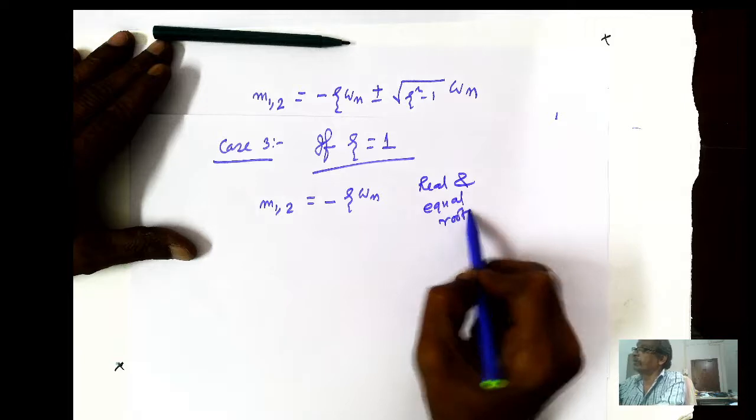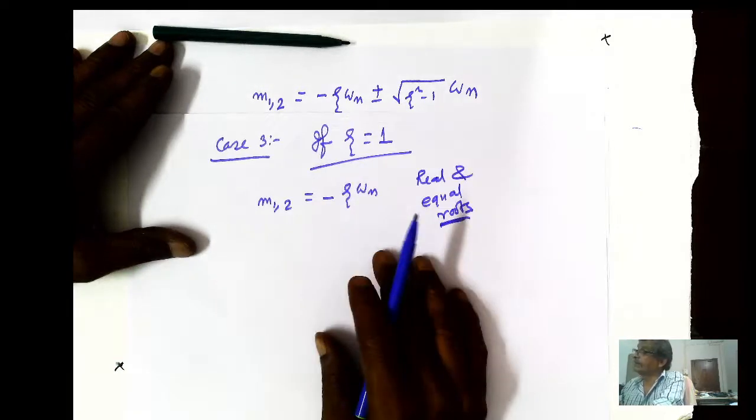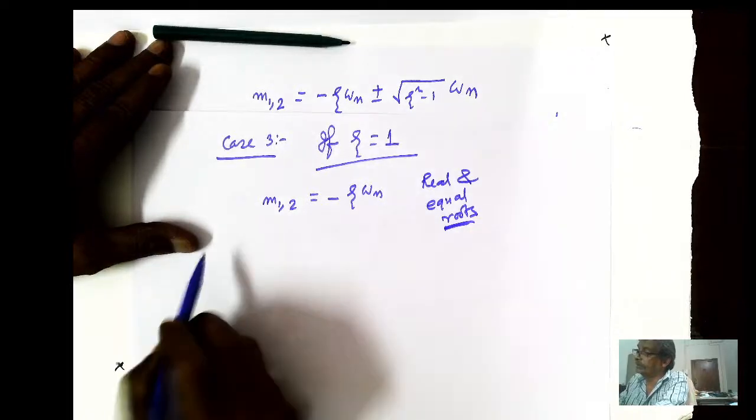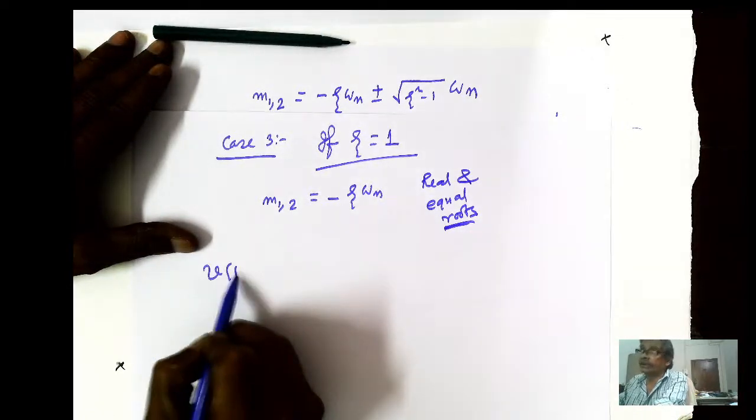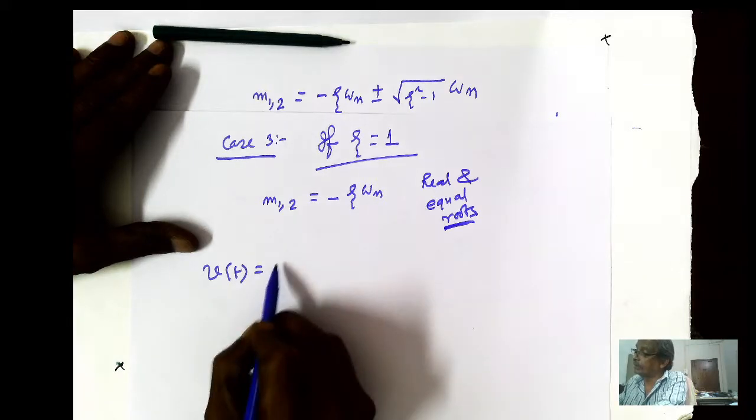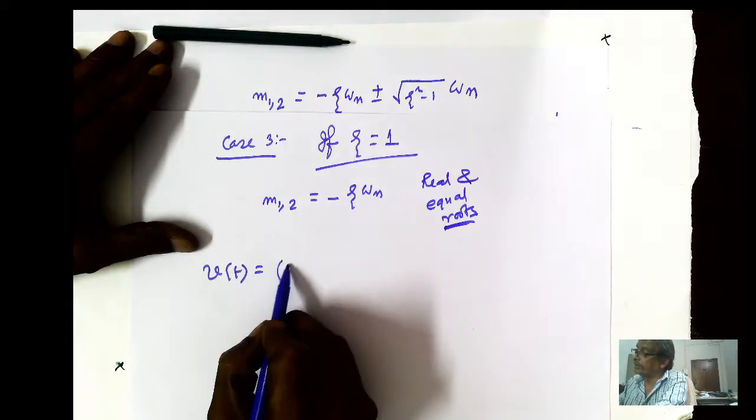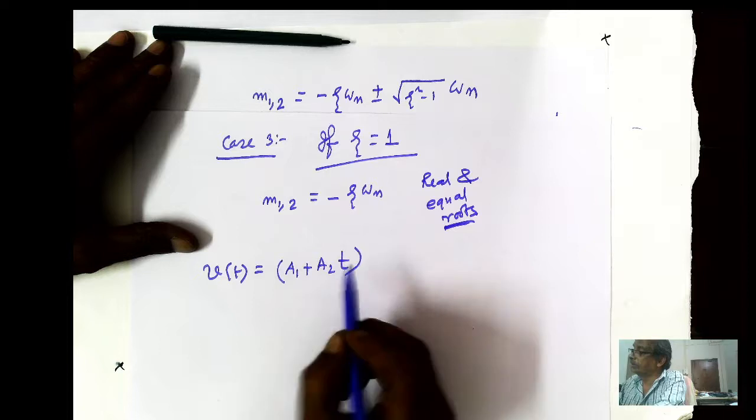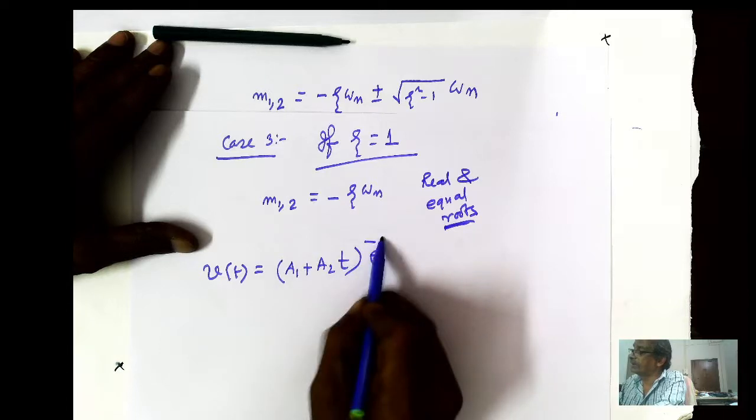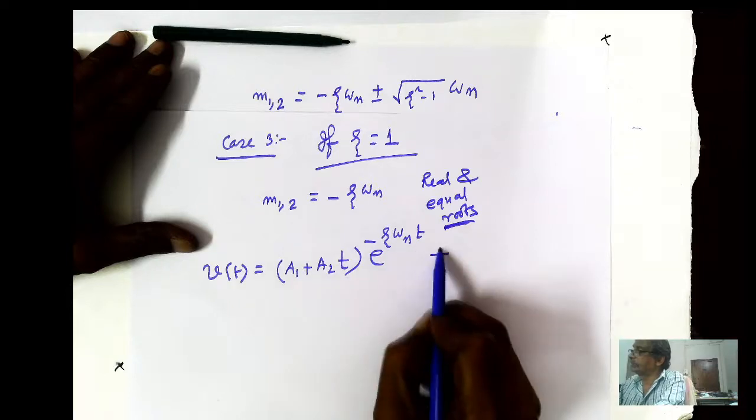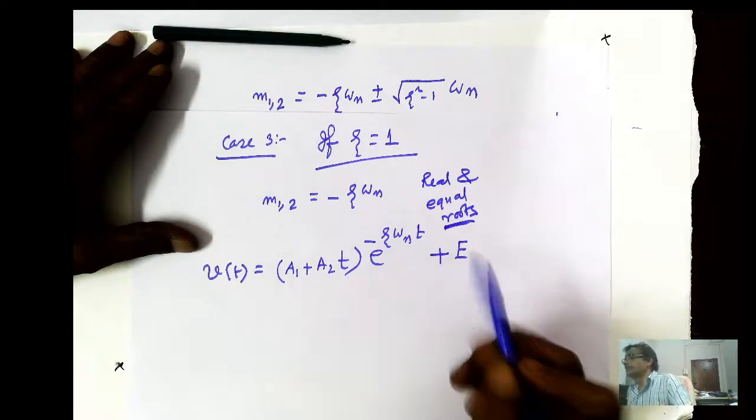Both the roots will be minus zeta omega n, and then the solution v(t) will be equal to the transient part of it, which we know will be (a1 plus a2 into t) into e to the power minus zeta omega n into t, and of course the solution due to the forcing function, which will remain as E.